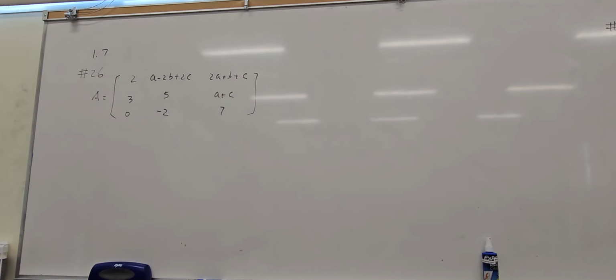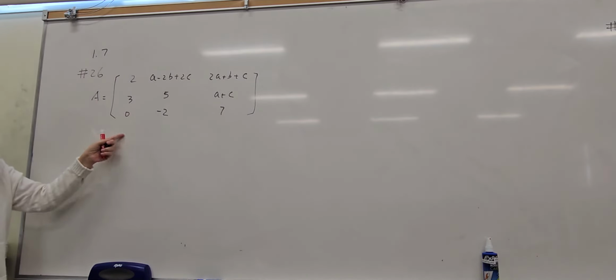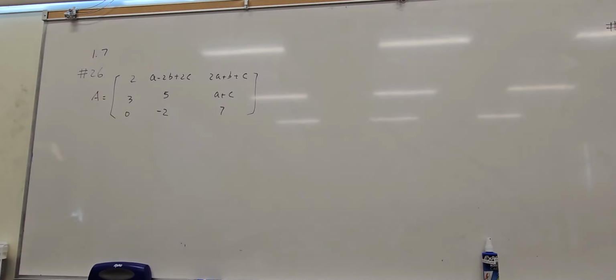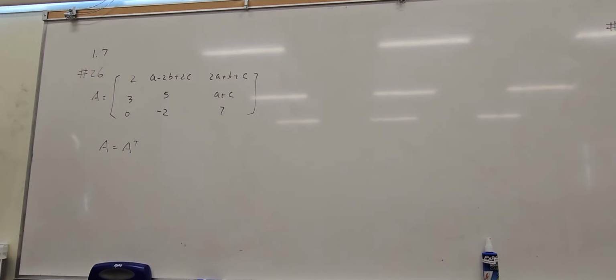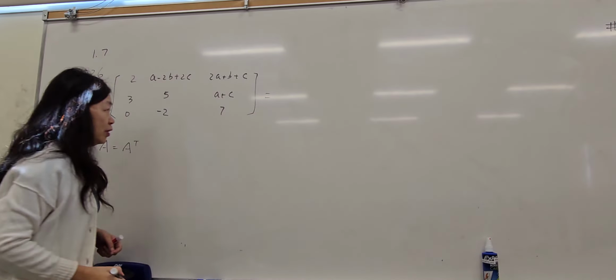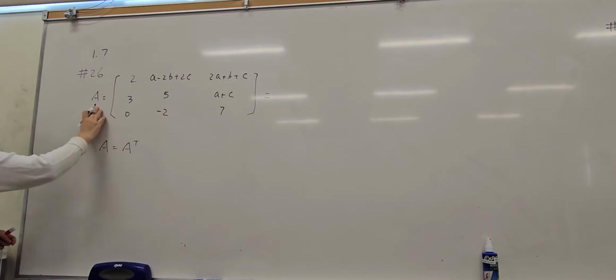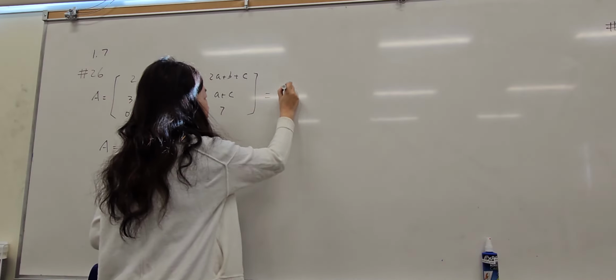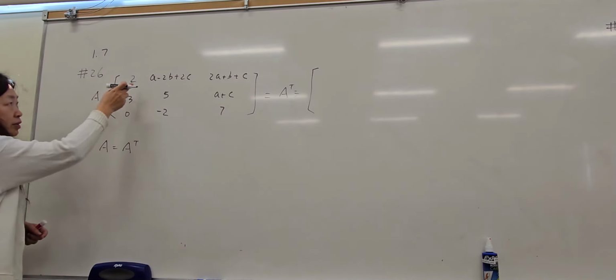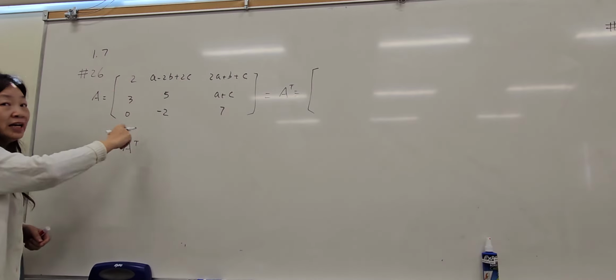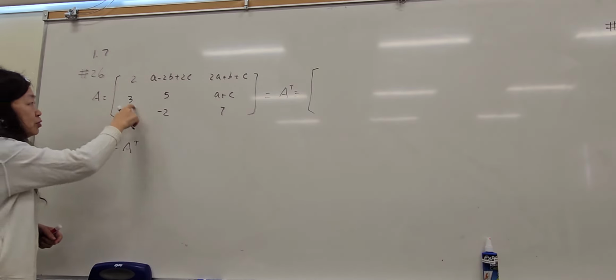They say find all the values of a, b, c such that this one is symmetric. So symmetric means what? A is equal to what? A transpose, right? You equal to your transpose. So in order for this to be a symmetric matrix, A is equal to A transpose. So what's the A transpose here? You flip them, right? A 90-degree flip, okay? So 2, 3, 0.